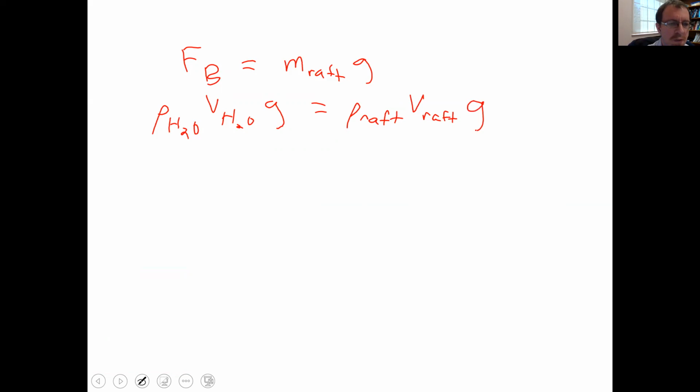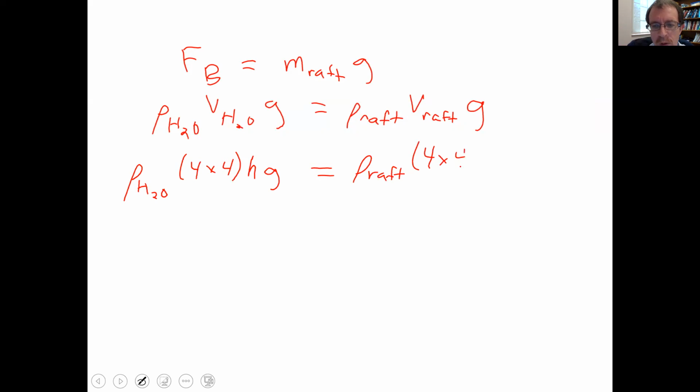All right, let's fill in what we have for volumes. Density of water times 4 times 4 times H times G. Remember, in the previous slide, we said that the volume of the water was 4 meters times 4 meters times H. Then on the right-hand side, we've got the density of our raft times the volume of the raft. This was 4 times 4 times 0.3.